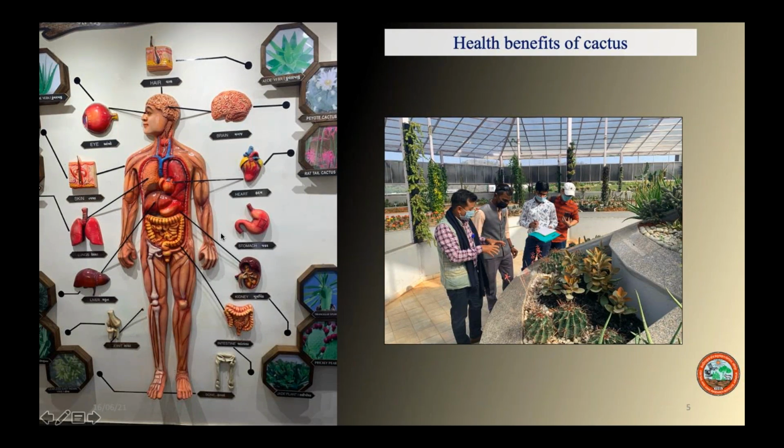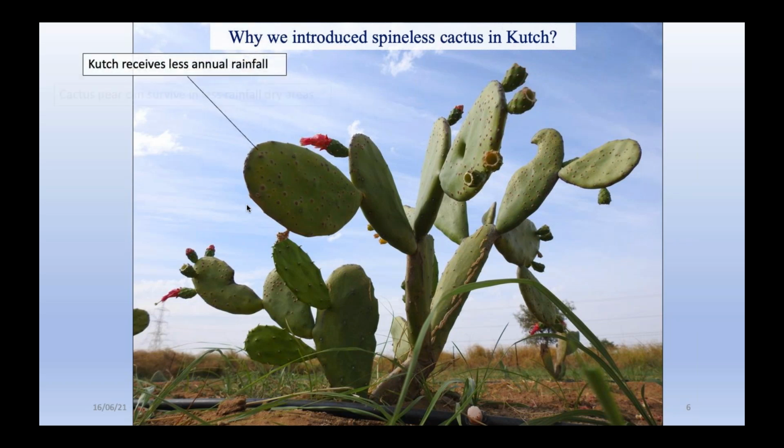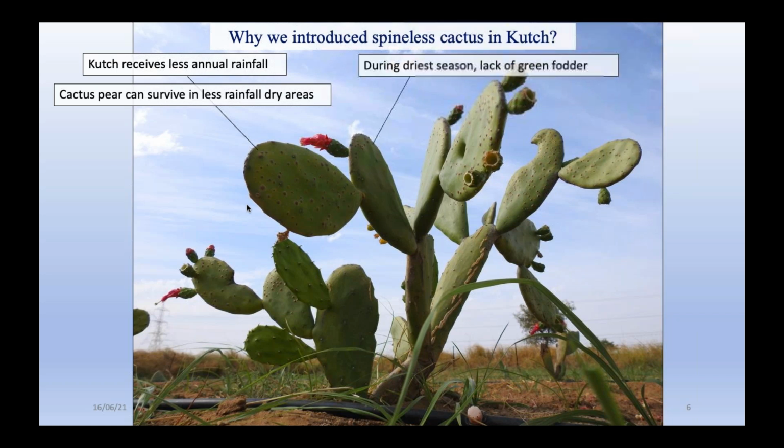So why did we introduce the cactus in the Kutch area? We have introduced this cactus in Kutch, the arid region of Gujarat. First of all, Kutch receives very little rainfall, around 300 millimeters per year, so we need a fodder crop which needs very little water. Then, Kutch has very livestock-based agriculture. During the driest seasons of the year, farmers often need green fodder. The cactus is something that grows all year round.